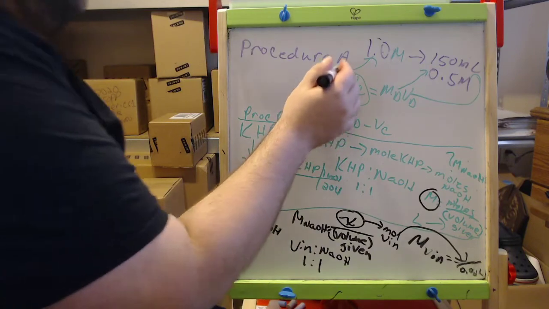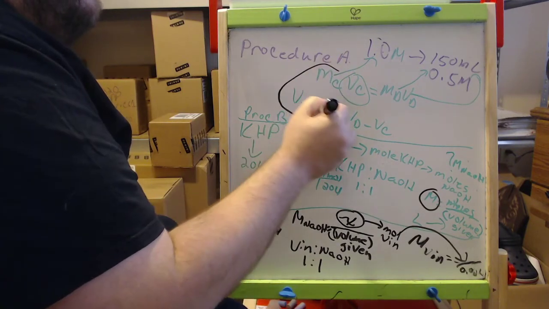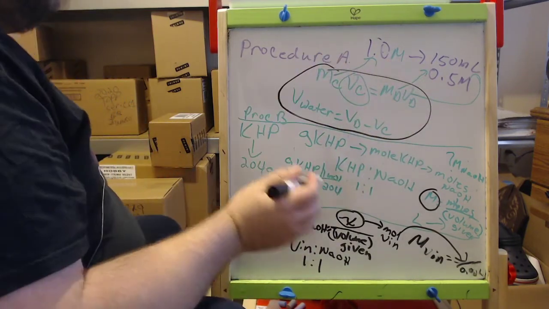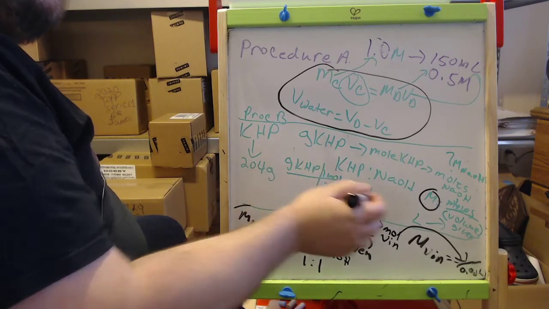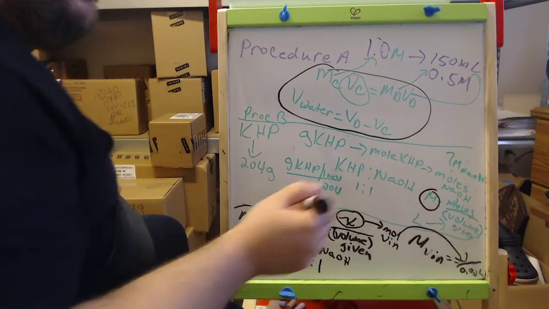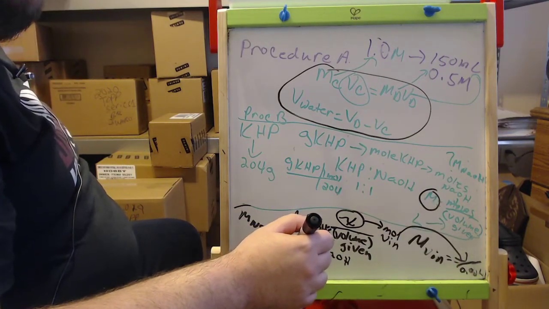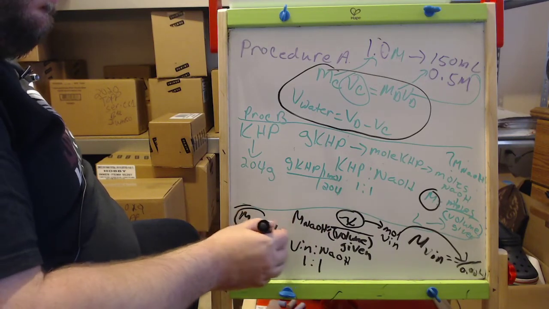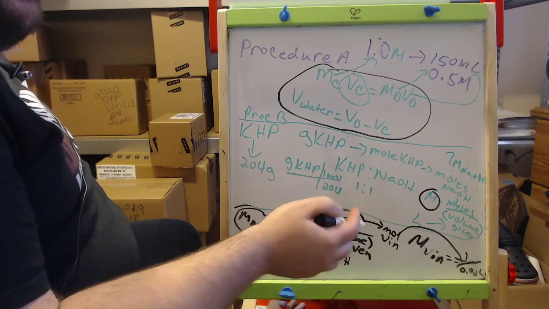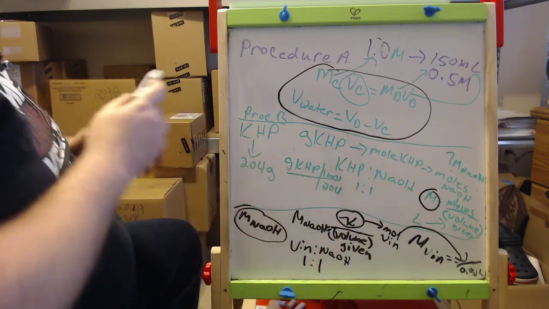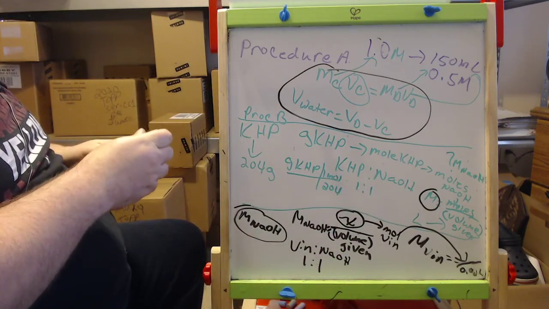So your first calculation you're going to show is how you made your solution. Your second is how you figured out what the actual molarity is of that base solution. And then you're going to use that base solution in a titration to figure out the molarity of the vinegar.